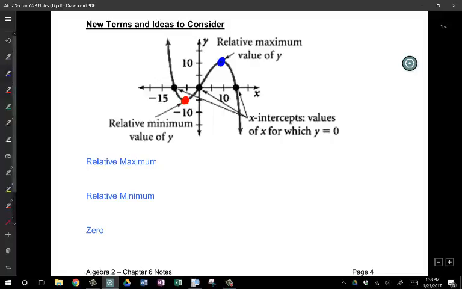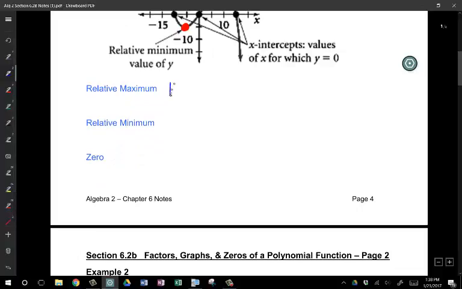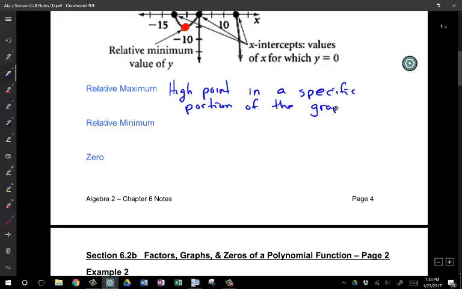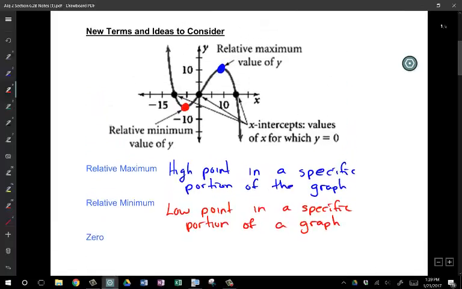So let's create some definitions here. A relative maximum would be a high point in a specific portion of the graph. And then in contrast, a relative minimum would be a low point in a specific portion of a graph. And a relative max and a relative min is a turning point.